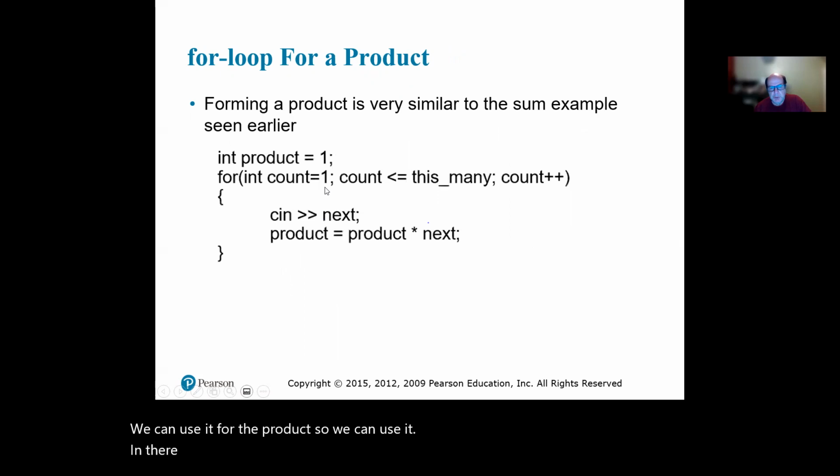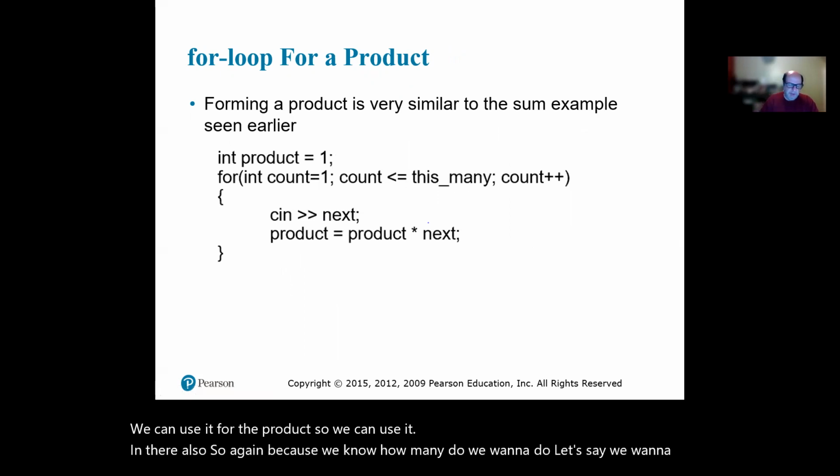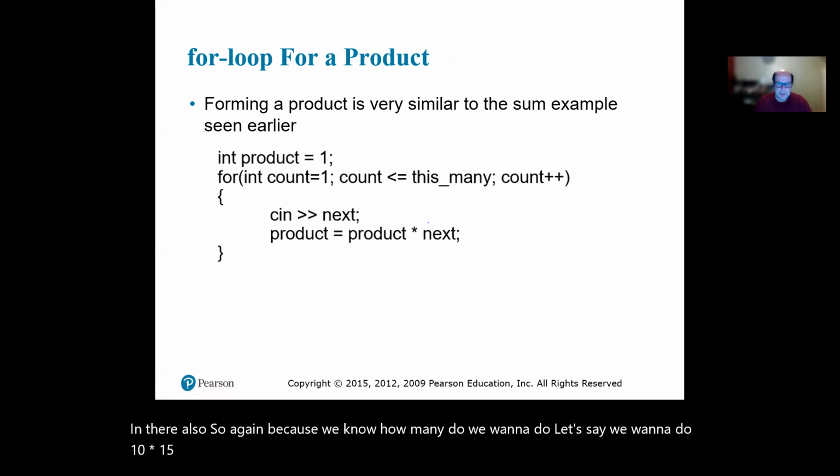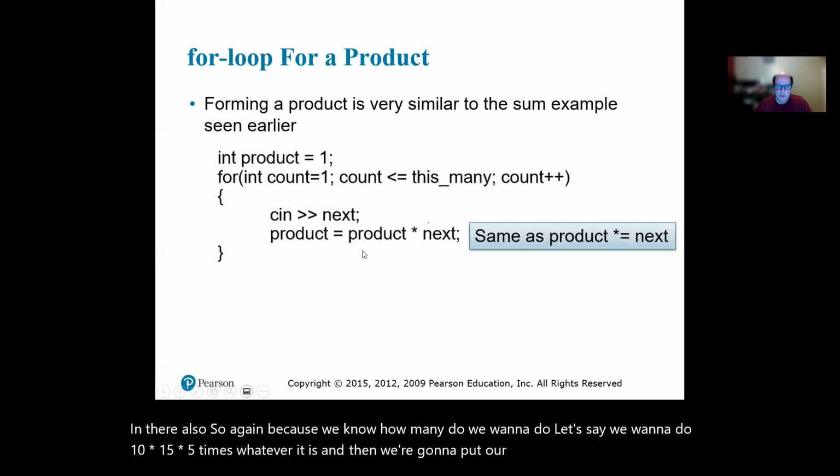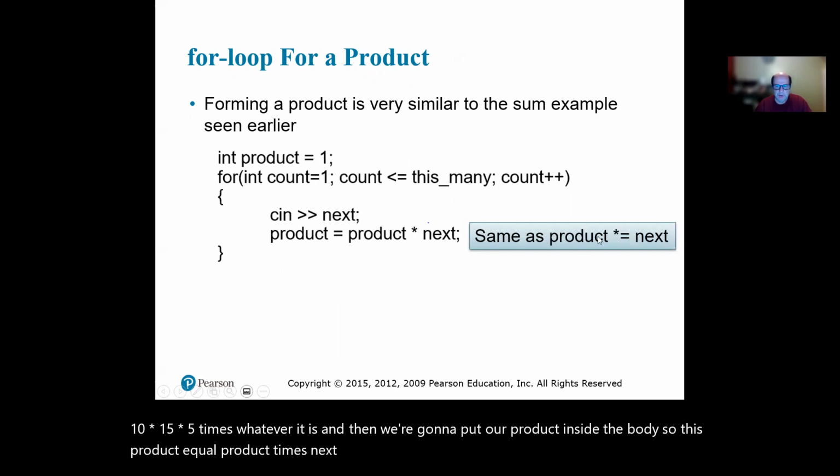Again, because we know how many times we want to do it, let's say 10 times, 15 times, 5 times, whatever it is, we're going to put our product inside the body. So product equals product times next, of course, is the same as product star equal next.